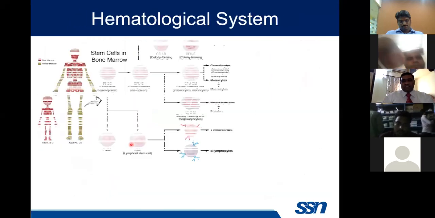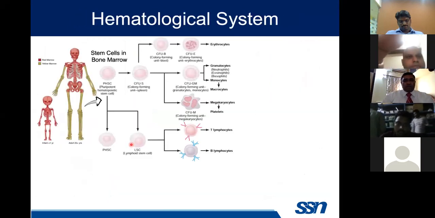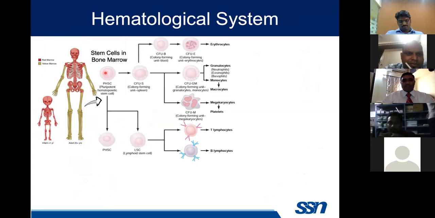In the hematological system, the blood system of our body, the blood is formed from the bone marrow, as you know. In an infant less than 1 year, this is the amount of red bone marrow in their body, and this is the amount of red bone marrow in an adult person. It has stem cells, these pluripotent hematopoietic stem cells, those stem cells which we saw during our tissue description. From this, many colony forming units are formed, and they ultimately form erythrocytes, that is our red blood cells, white blood cells, etc.